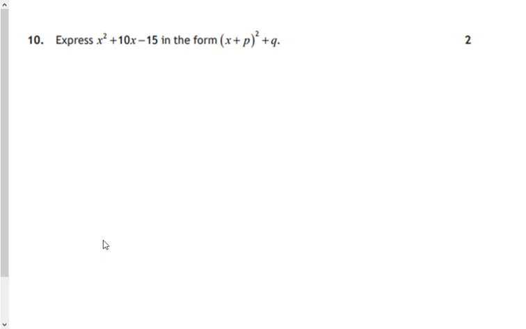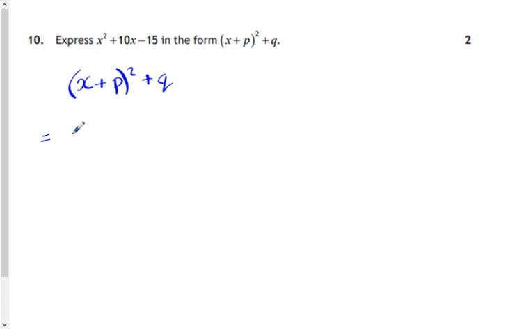So express x squared plus 10x minus 15 in the form x plus p all squared plus q. So we're completing the square. Now there's the shortcut method where we could half this middle number and then test to find the correction, or we can use the expanding brackets method. Now the expanding brackets method is more commonly taught, so it's worth seeing, and I'll point out the shortcut method as well. So x plus p all squared plus q.